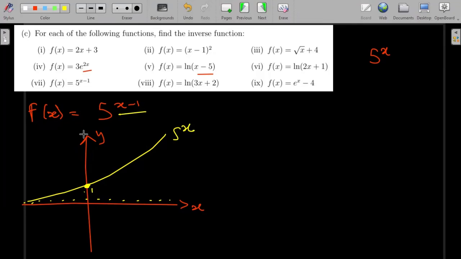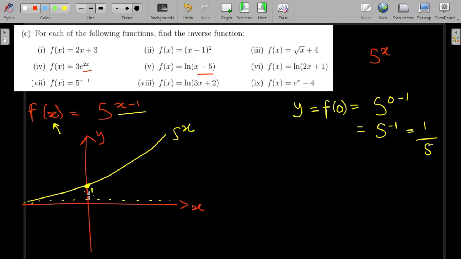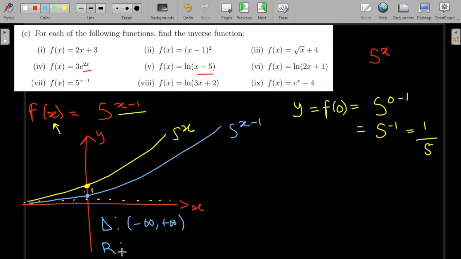To find the y-intercept, we always set x equal to 0. So the y-intercept is f of 0, which equals 5 to the power 0 minus 1, which is 5 to the power minus 1, which is 1 over 5. That is a number below 1, so this point moves to somewhere there. The graph of 5^x minus 1 is like that. The domain is clearly all real numbers, and the range is from 0 all the way to positive infinity.